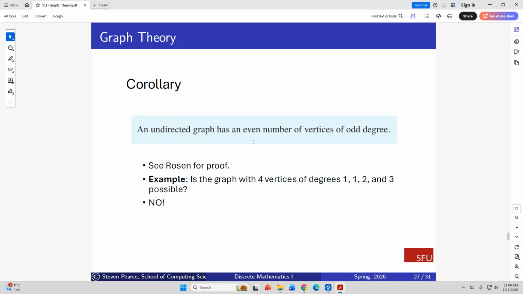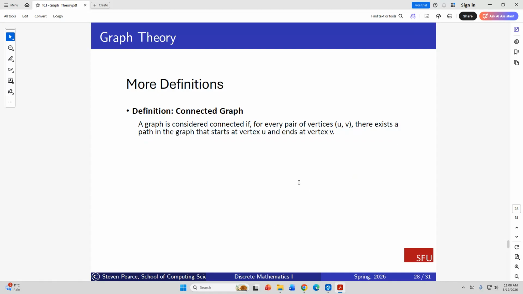An undirected graph has an even number of vertices of odd degree. That's not the case here. There are 3 vertices of odd degree, which is not an even number. That violates it.